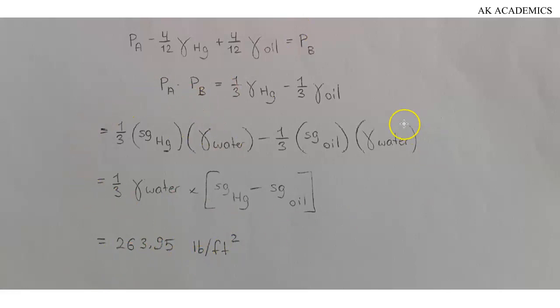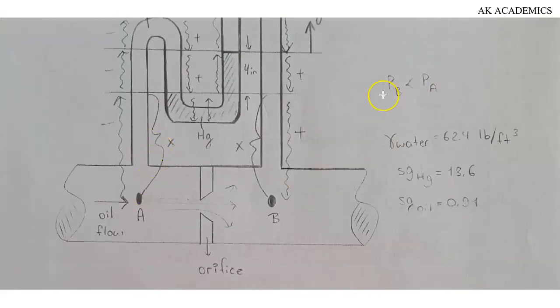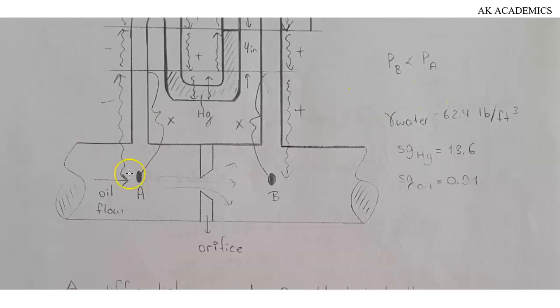Everything here is mathematics, so you can use any method of mathematics that you know to solve this, and you will find out that we have 263.95 pounds per square feet. Right from when we started, you will notice that pressure B is always less than pressure A, and pressure 2 is always less than pressure 1. So pay attention to that too.